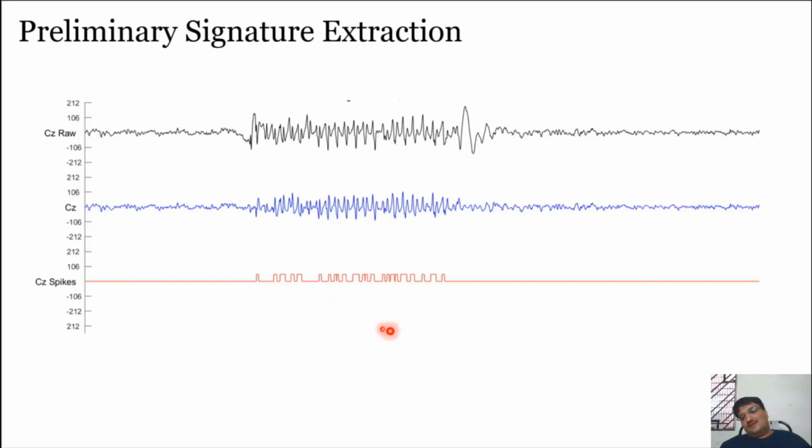Similarly, you can perform the analysis for sharps and waves and come to a conclusion that in your input EEG data file, you have this many spikes, then you have this many sharps, and this many waves. Additionally, an important thing is which particular site, which electrode, is having this kind of waves.